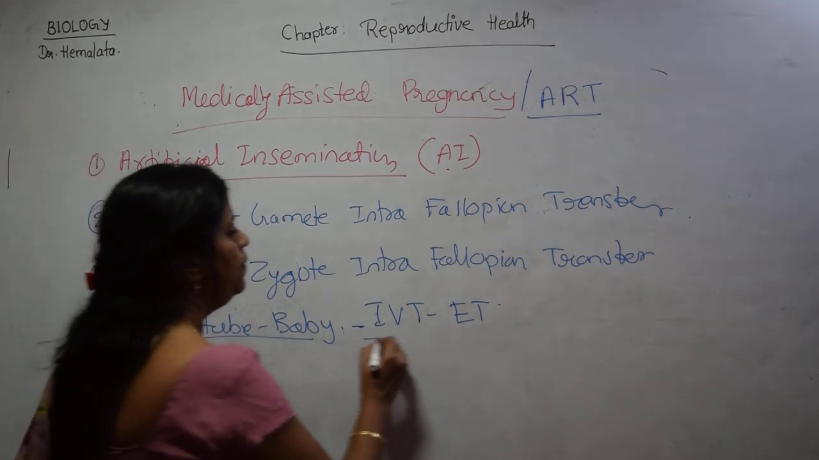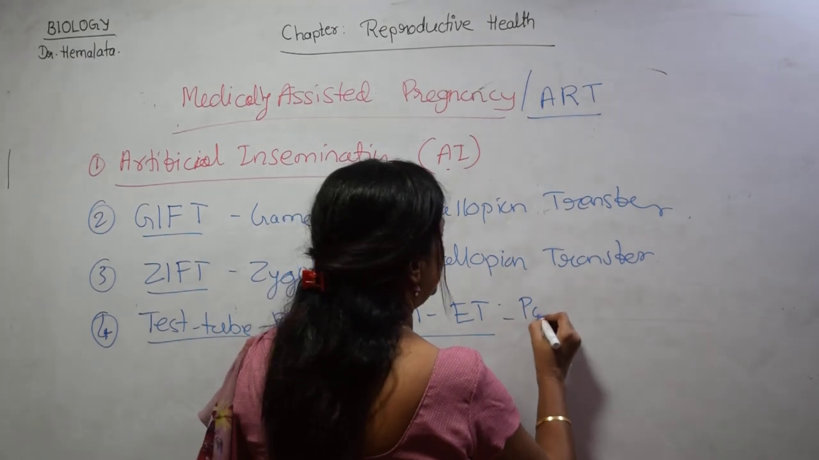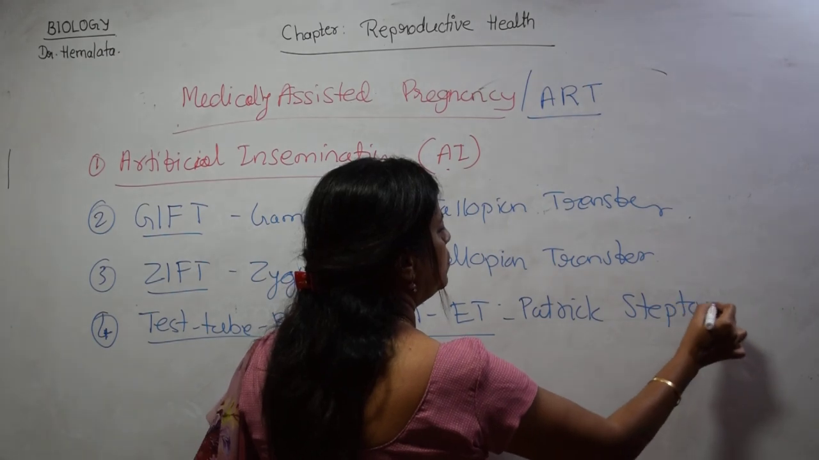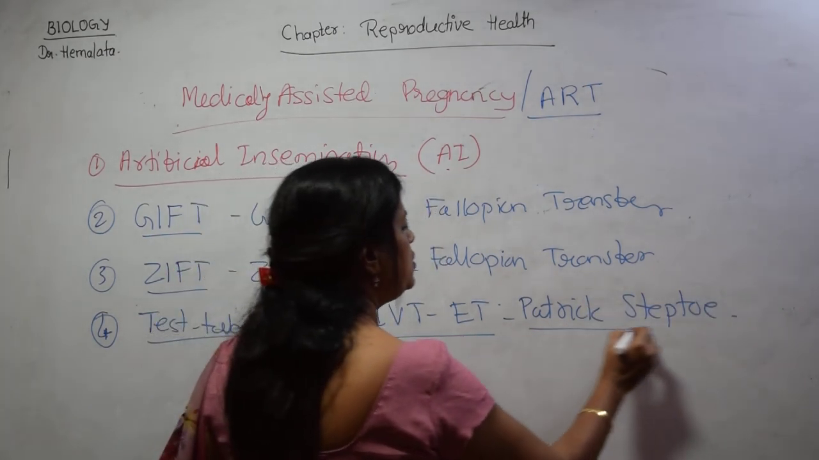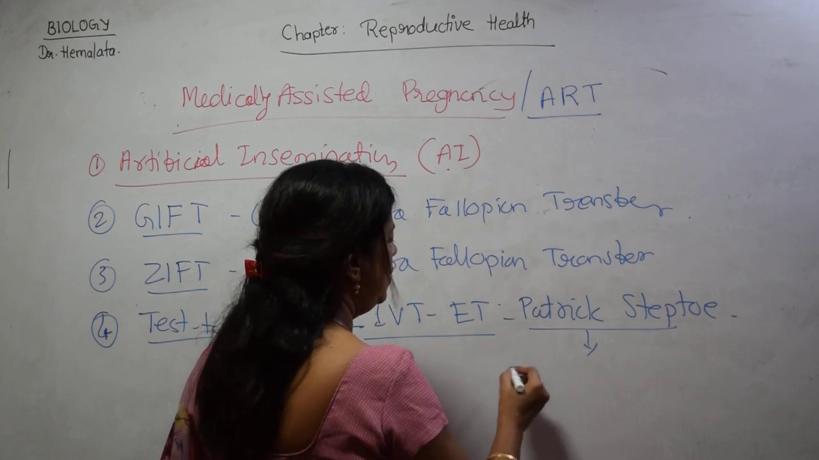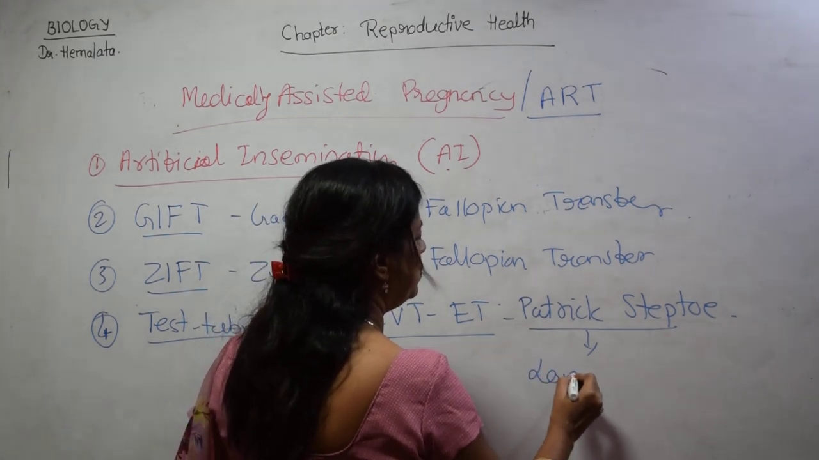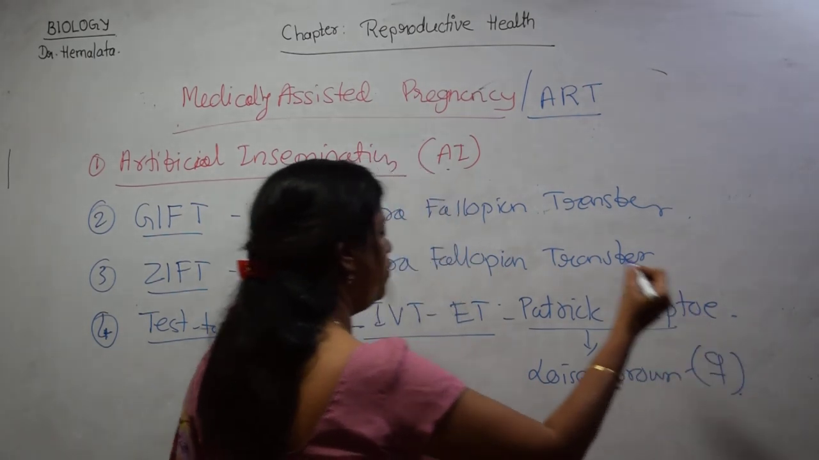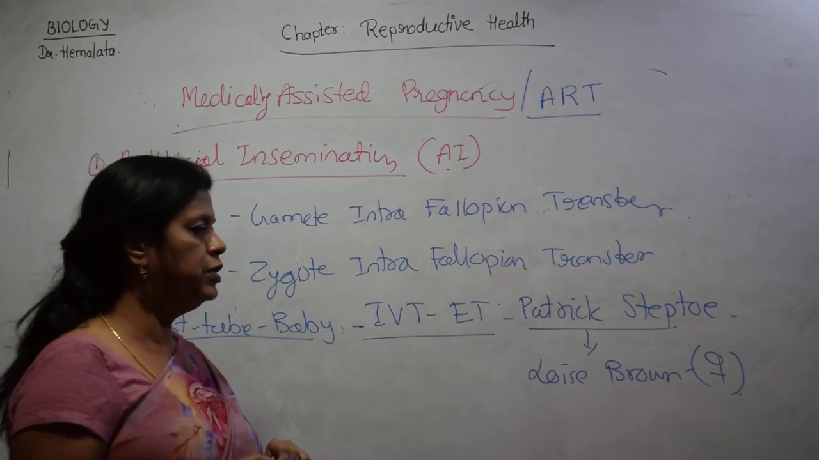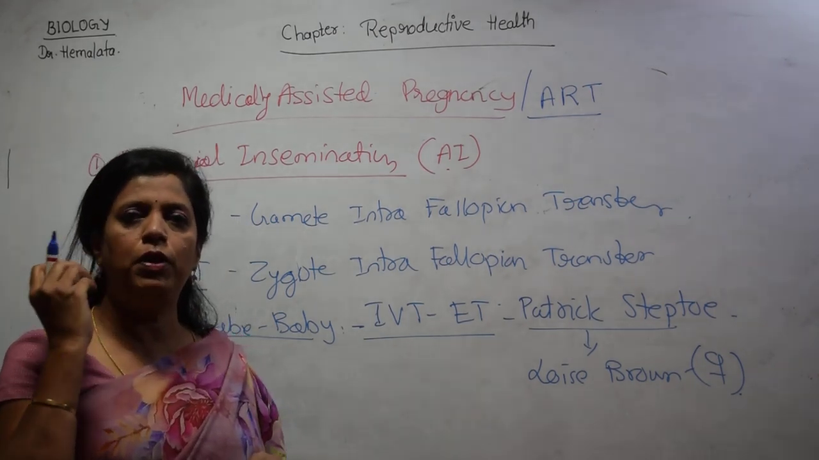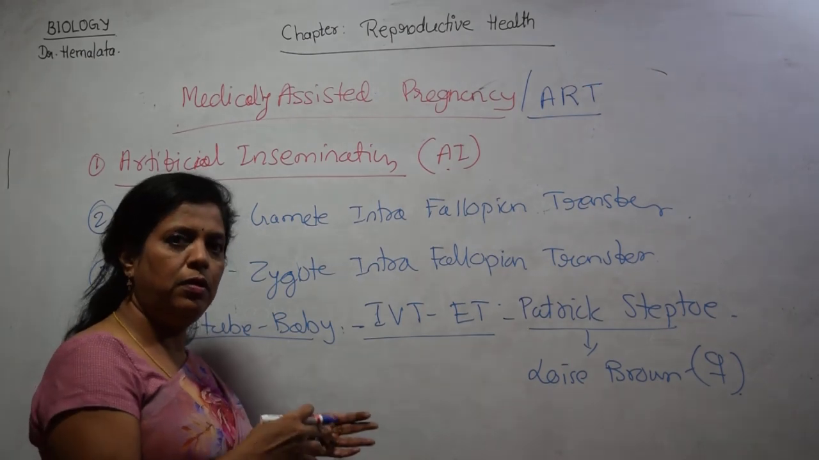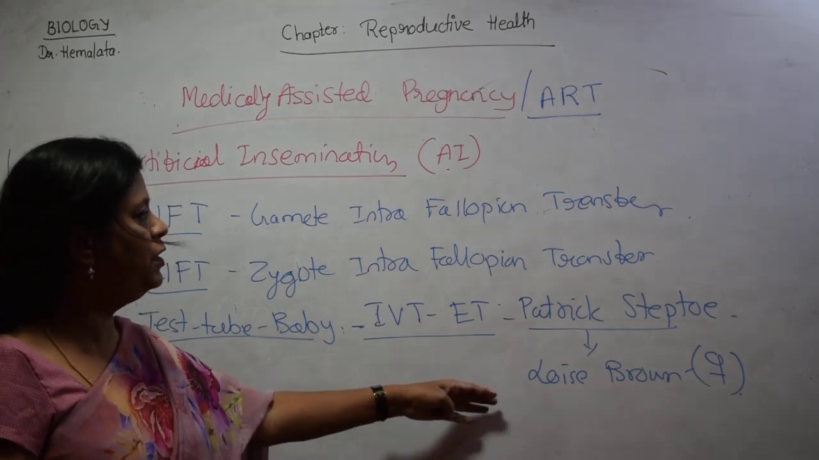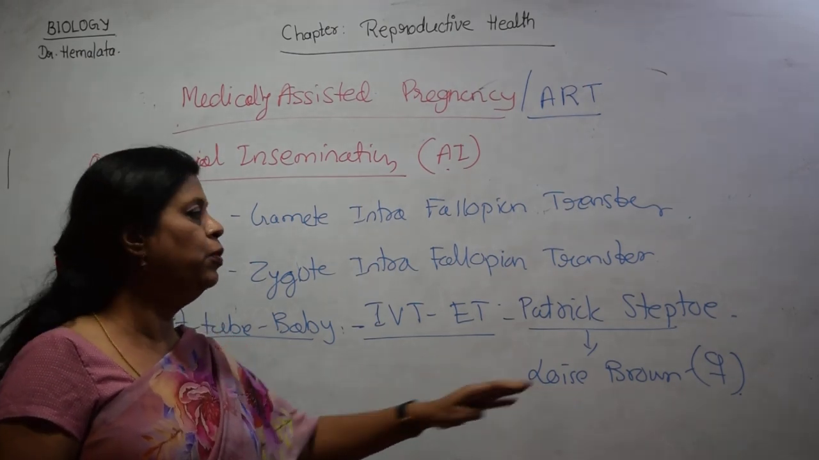This was first done by the scientists Patrick Steptoe, and they produced the first test tube baby, a girl baby, Louise Brown. This is the female baby. First formed test tube baby is Louise Brown, right? Even in India they were produced, in Calcutta they produced another test tube baby, but recently. But the first test tube baby was Louise Brown.